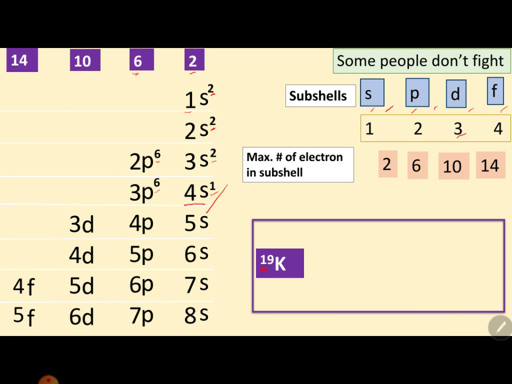We will copy this configuration in the box. First we will write 1s2, then 2s2, then 2p6 and 3s2, 3p6 and 4s1. This is the electronic configuration for potassium.